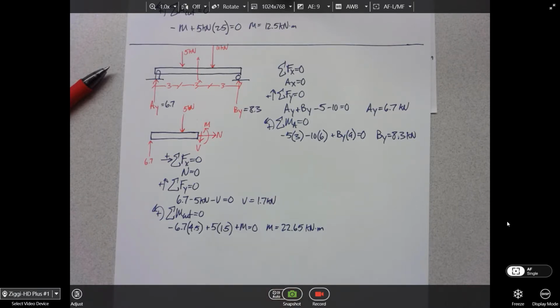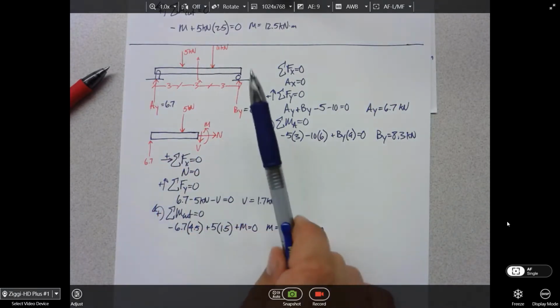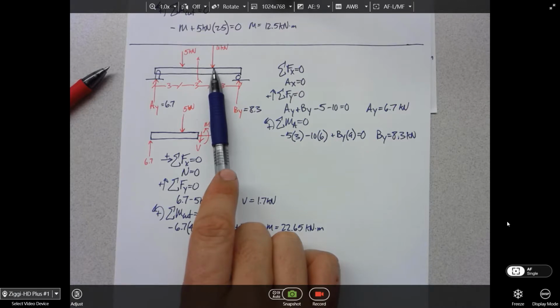Where do you think the maximum shear load is in this beam? Just on the other side of the 10? It's the right-hand side, wouldn't it? Because 8.3. So you think it'd be just right here for the maximum shear force? Yeah, maximum shear force. V, maximum V. Where's max V here? I'm still gonna go with that spot.